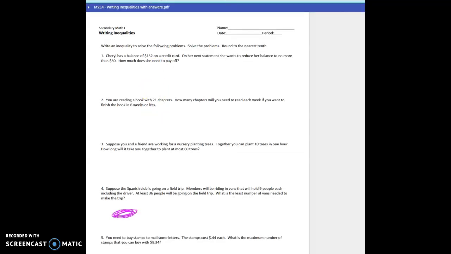So reduce means to subtract. So you're going to think like, okay, I'll take my total and I'm going to take off what I pay, and that's going to give me my new total.